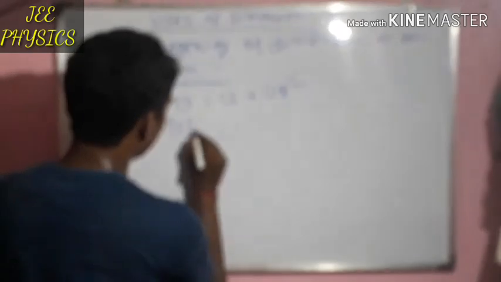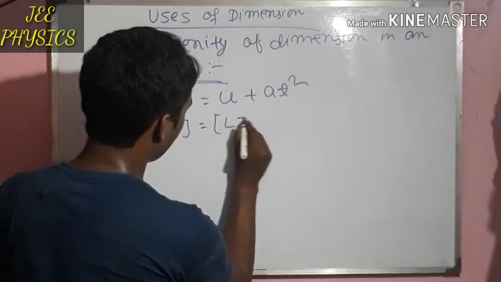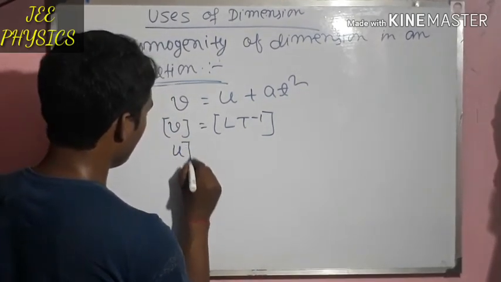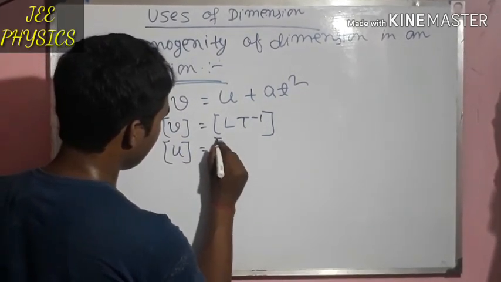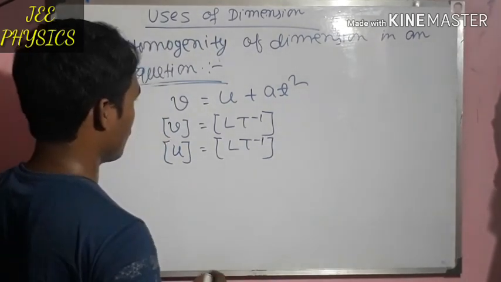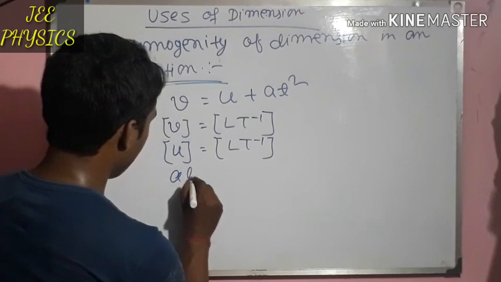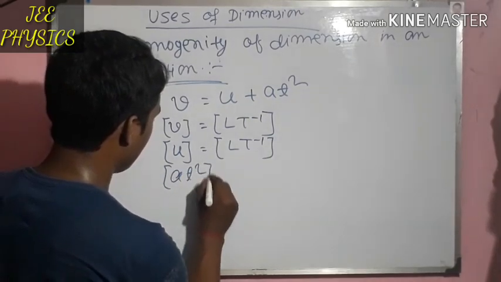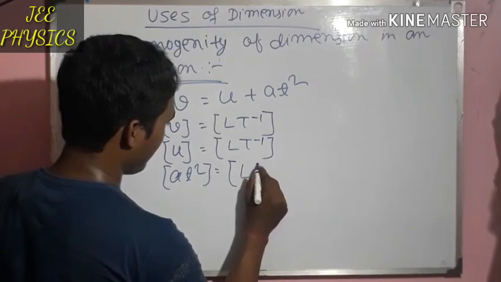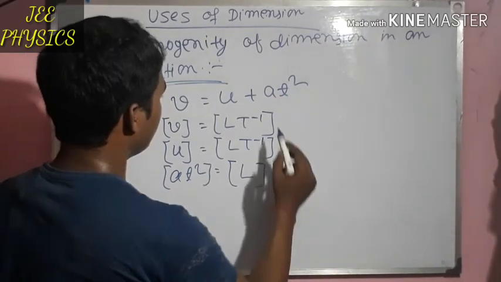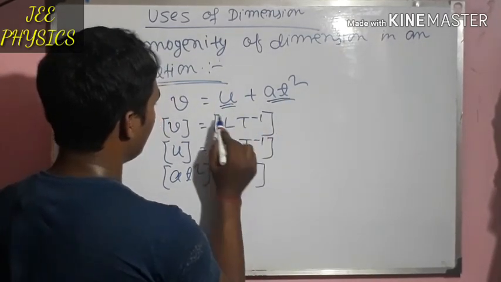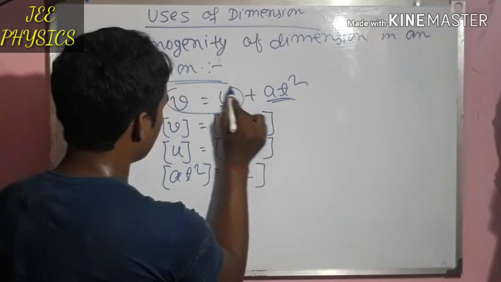Dimension of v is velocity, so L t minus 1. That is fine. Dimension of u is also a velocity, it is initial velocity, so dimension is L t minus 1. It is also true. Dimension of a t square, as I got previously, has dimension L. So this quantity has a different dimension from this one. So this pair is correct.